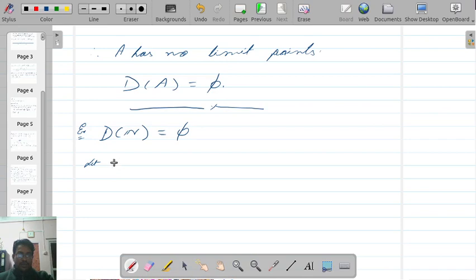So first let us show that no natural number can be a limit point of the set of natural numbers. Let n belong to the natural numbers. Then the epsilon neighborhood, what is the most obvious epsilon neighborhood that we can take? It is n minus half to n plus half.